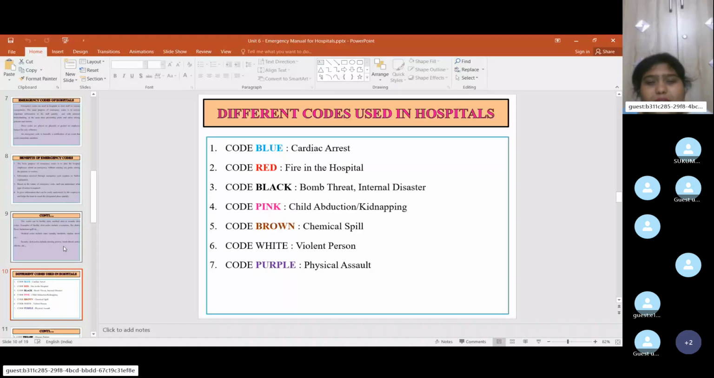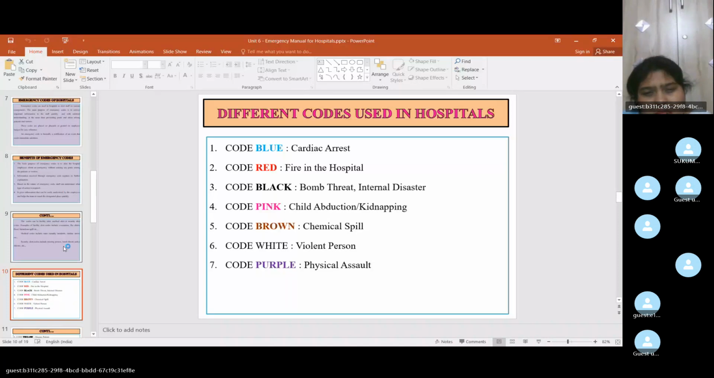And code white. Ma'am, I have one doubt. Yes. This code black means bomb threat, and internal disaster means what? Which disasters can we consider as internal, ma'am? This code black, so internal disasters, okay.